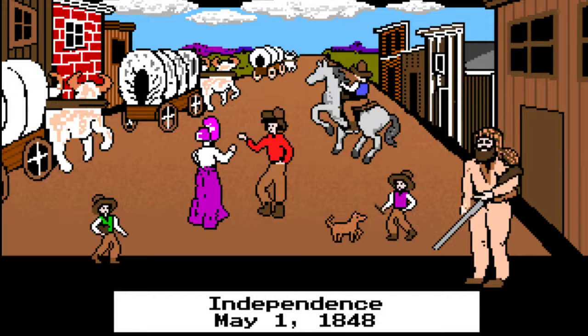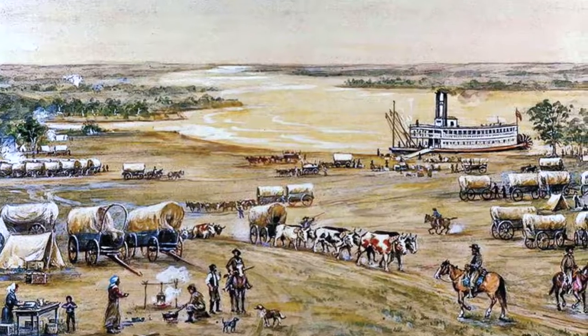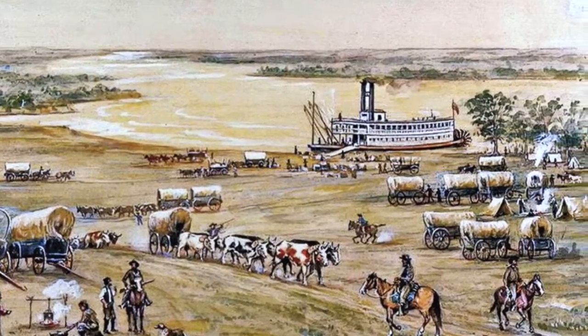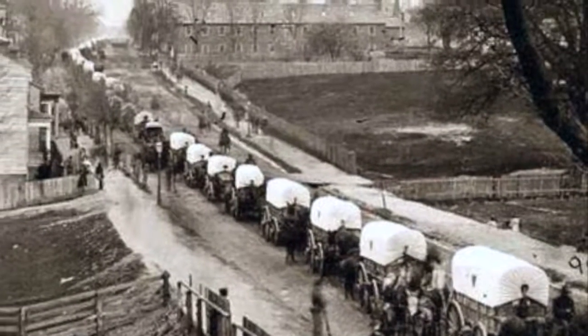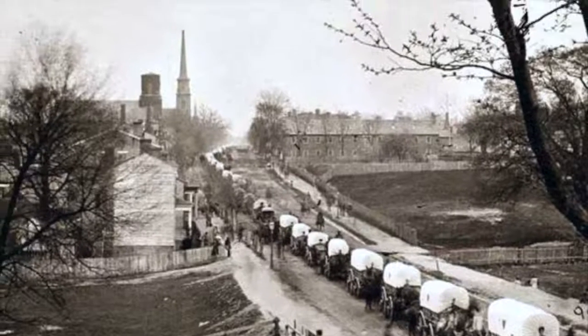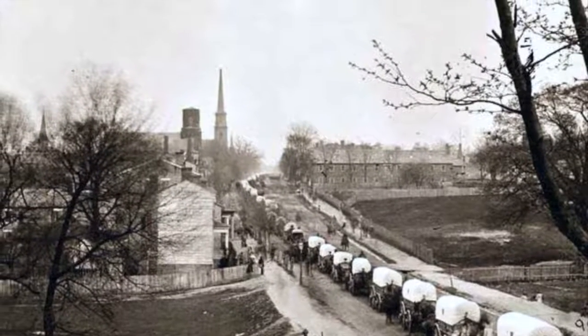And that is historically accurate. 1848 was a popular travel year, and Independence was one of the most popular jumping-off points for the trail. Other popular starting towns included St. Joseph, Kansas City, and Westport, Missouri, as well as the Mormon Crossing in Council Bluffs, Iowa.